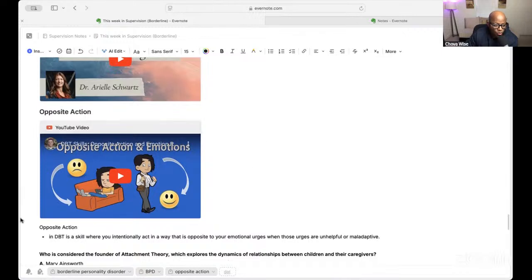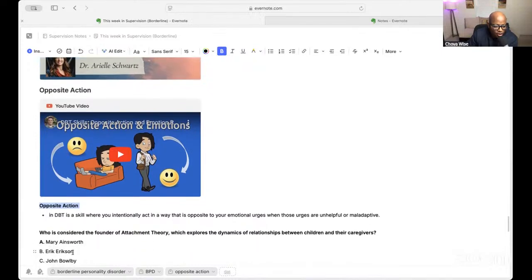Okay, and so one of the interventions was opposite action. Right, opposite action. It is a DBT skill where you intentionally act in a way that is opposite to your emotional urges when those urges are unhelpful or maladaptive. Okay. And then I asked the question. I didn't make it through all of these, but this one was loaded. I came with it. We had another question.